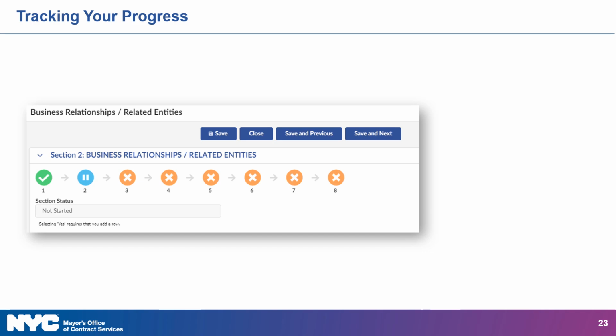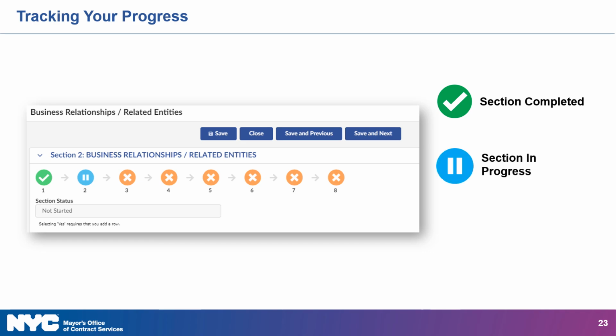Passport will help you keep track of your progress through the different sections of each questionnaire. A green circle with a check mark shows that you have entered all required information within the section. A blue circle with a pause icon in it shows that you are currently working on a section. It's in progress. An orange circle with an X inside shows that you have not started working on a section just yet. As always, make sure to save your work frequently.